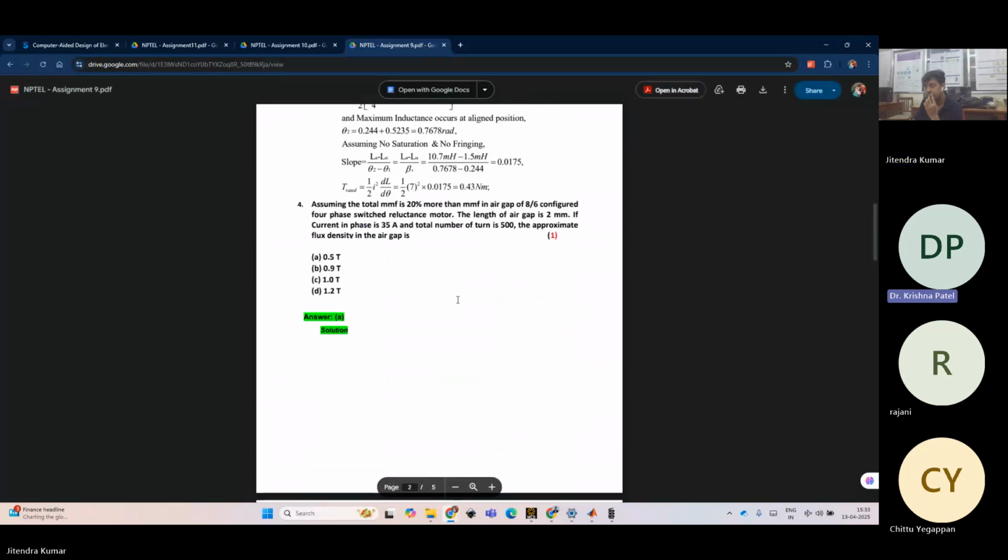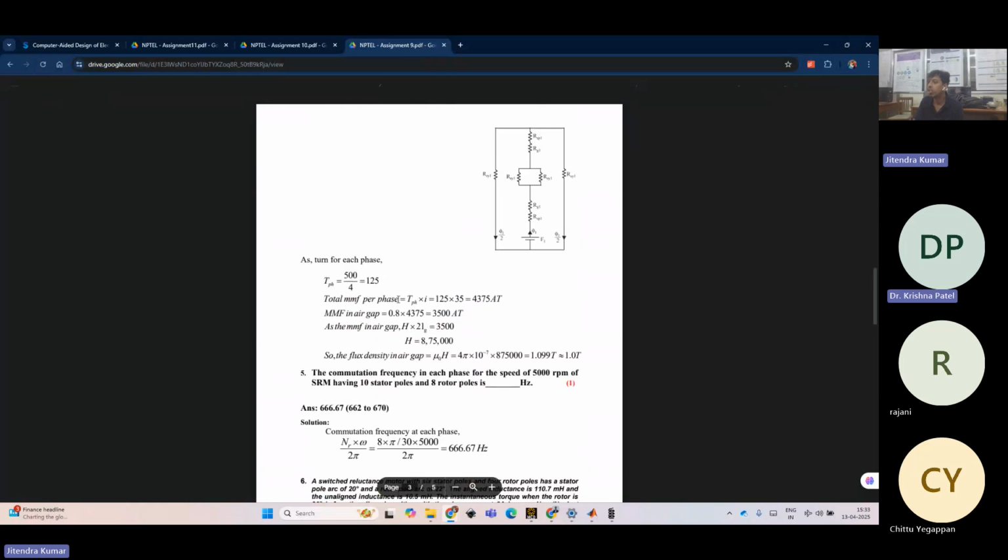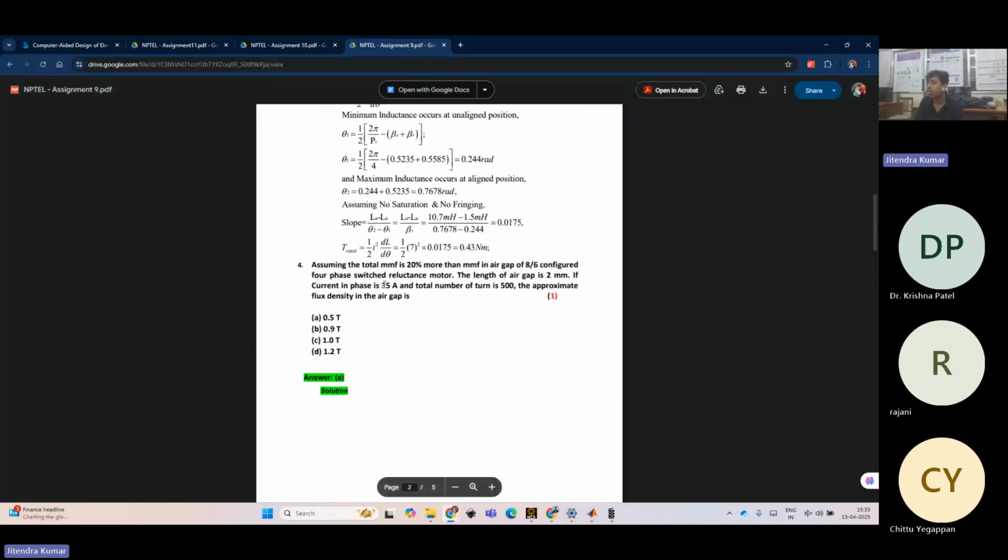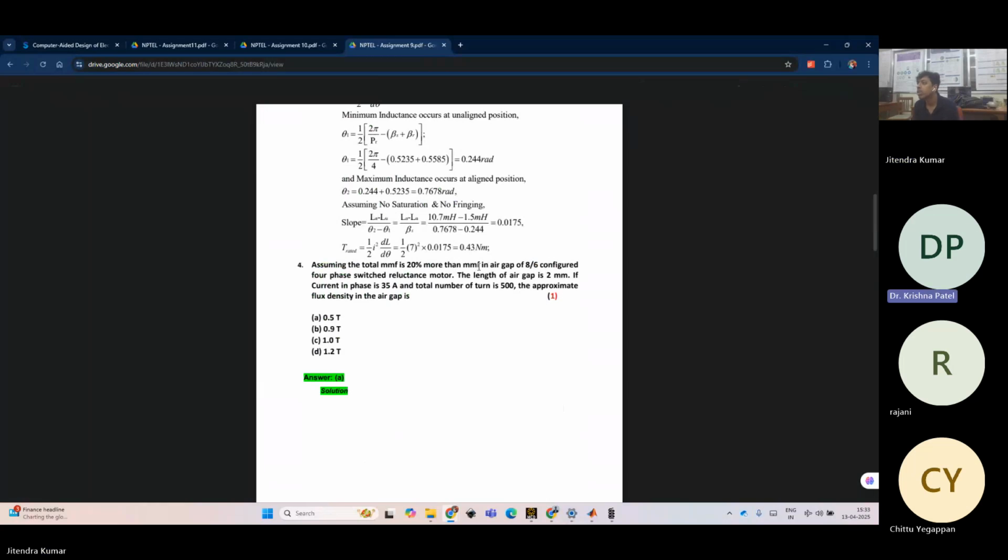Okay, so the catch is right here. In the option, they have mentioned that option A is correct, 0.5 Tesla, but I think they have modified the solution according to what we discussed. In the question, this statement was tweaked that MMF is 20% more. No, they still haven't modified. Total MMF is 20% more than MMF in air gap.